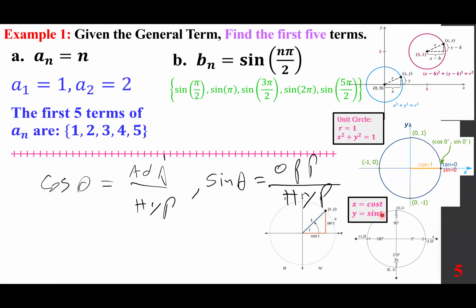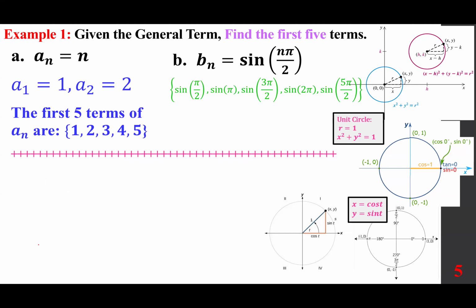That being the case, we know this has coordinates 1, 0, so cosine of 0 is 1, sine of 0 is 0. So if you look at this one, obviously, cosine of pi over 2 is 0, sine of pi over 2 is 1.